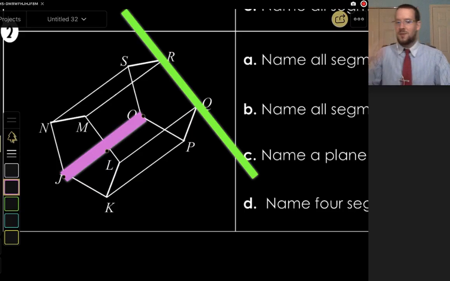And again, I'm not too big on skew lines, but it's nice to get that idea of never intersecting, but also not parallel.